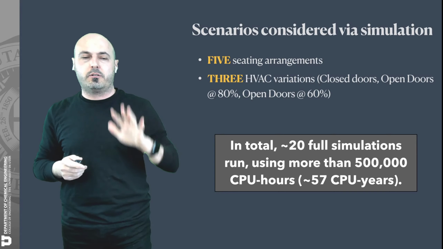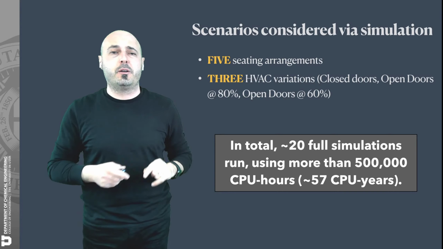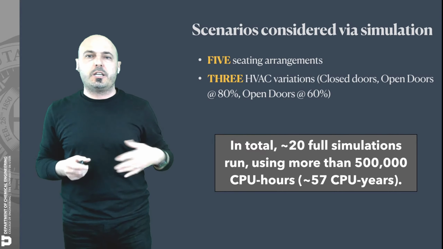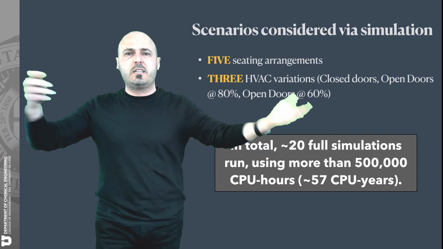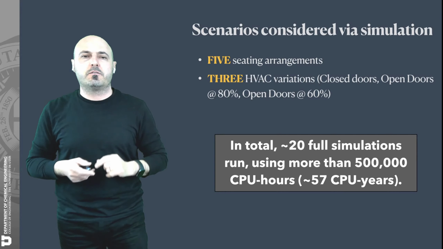We looked at 5 scenario arrangements. I'm not going to bore you with all of those. I'm just going to show you the best arrangement that we found. All was done by trial and error. And we looked at 3 HVAC variations: closed doors, open doors, 80%, 60% ventilation. I'll show you only one, the most effective of them.